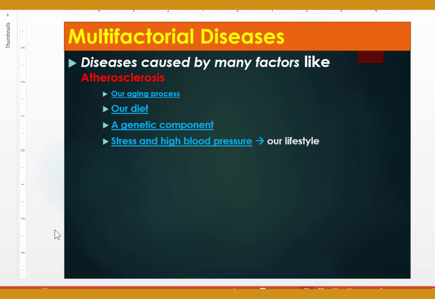The fourth one is stress and high blood pressure. Stress and high blood pressure increase the rate at which atherosclerosis develops. This is due to our lifestyle, what I told you before. This is all I have concerning types of disease based on their causative agents.